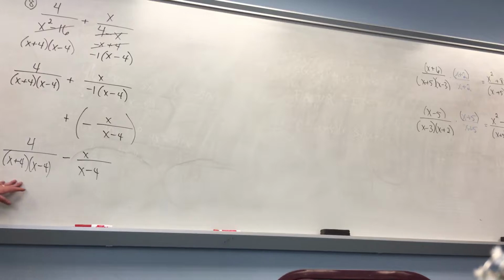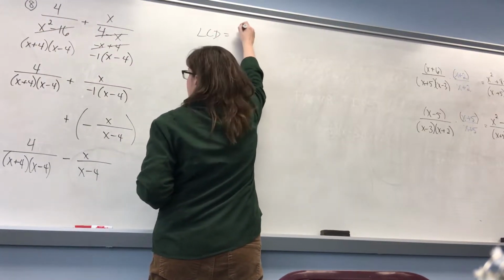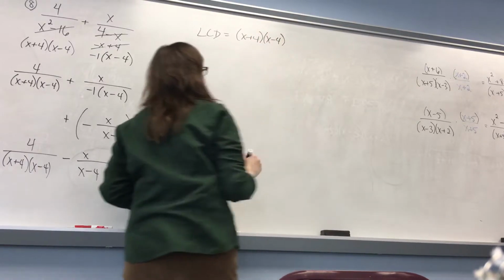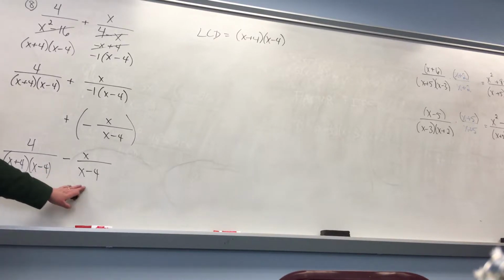My least common denominator has to represent all of the factors. My least common denominator is going to be x plus 4 times x minus 4. The next step is to change each fraction so that it has the LCD. The first fraction already has the LCD. I don't need to do anything to that one. I just need to work on the other one.